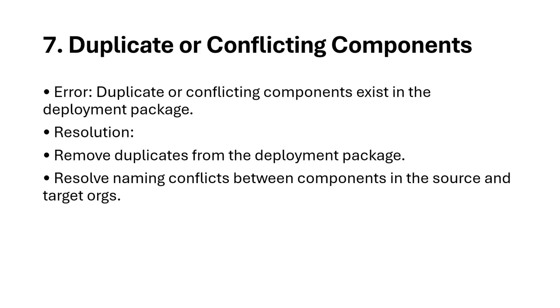And the next one we have is duplicate or conflicting components. This error usually comes when duplicate or conflicting components exist in the deployment package. To resolve this issue, you remove the duplicates from the deployment package and resolve naming conflicts between the components in the source and the target org, right?